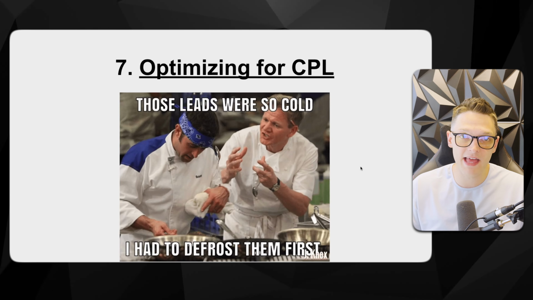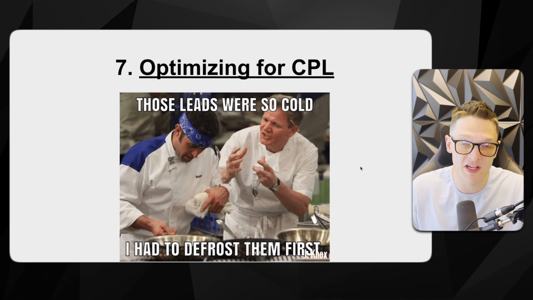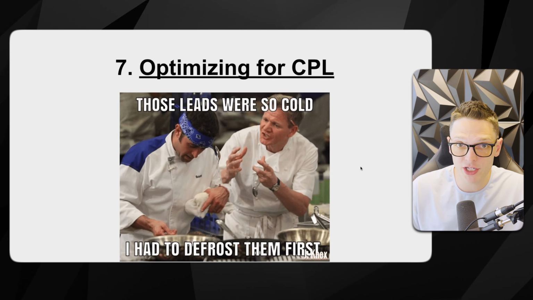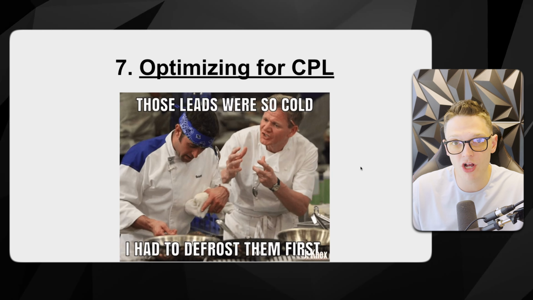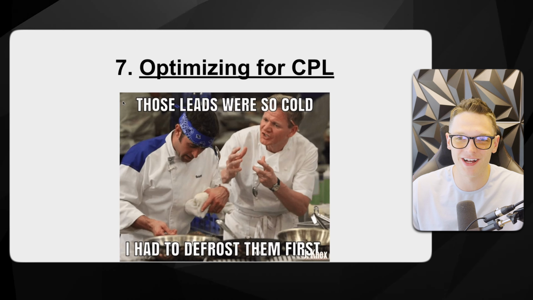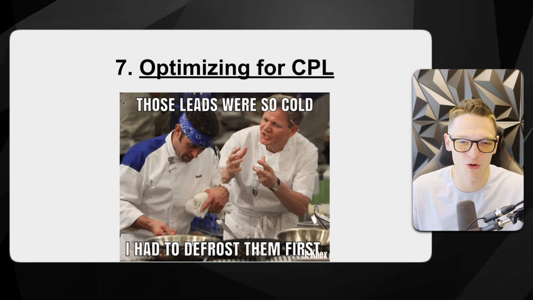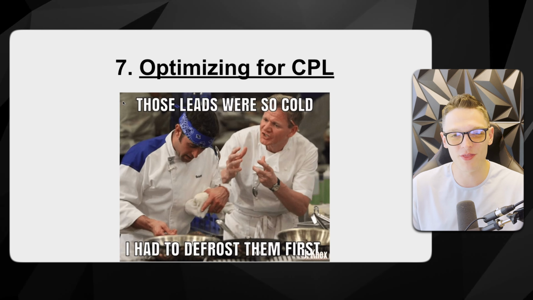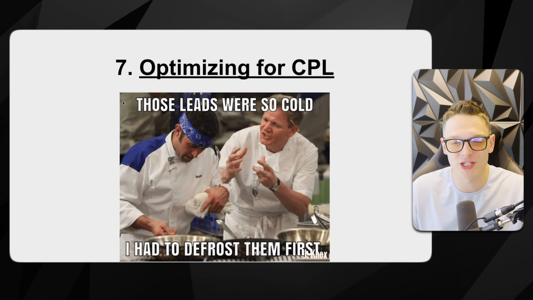Now, the seventh mistake that advertisers and businesses make when running Facebook lead gen ads is actually optimizing for cost per lead, trying to get the lowest cost per lead possible. I know it sounds crazy. I thought this picture would exemplify it in a more fun way, saying, look, these leads were so cold I had to defrost them first. Look, that can actually happen when you are just optimizing for cost per lead.